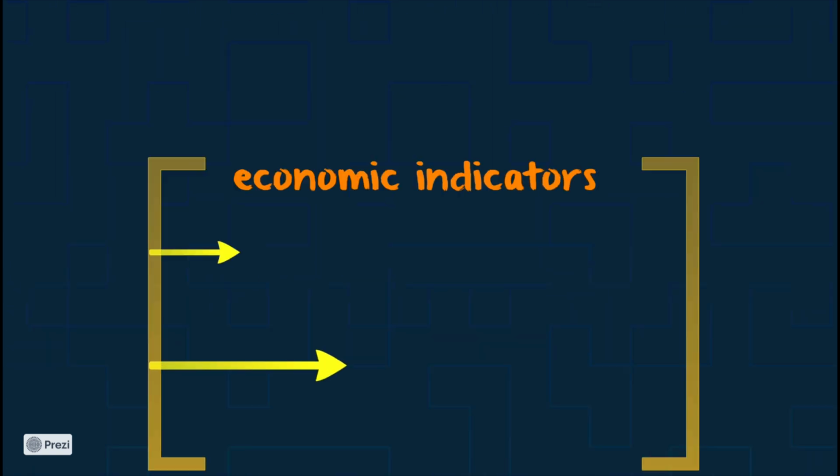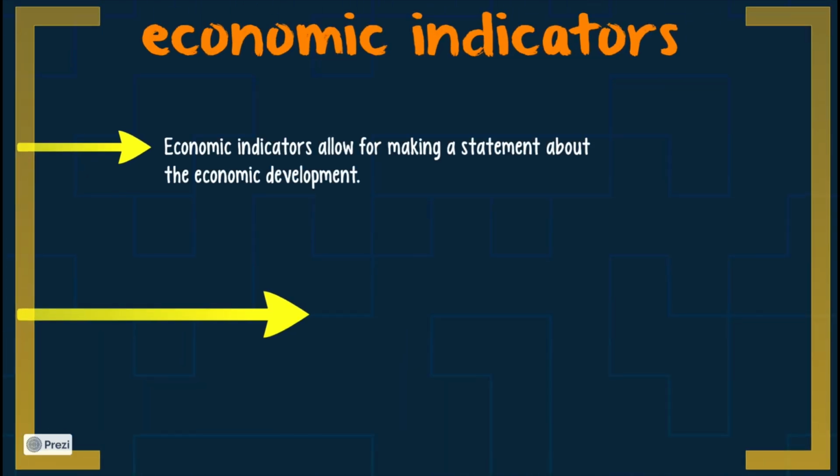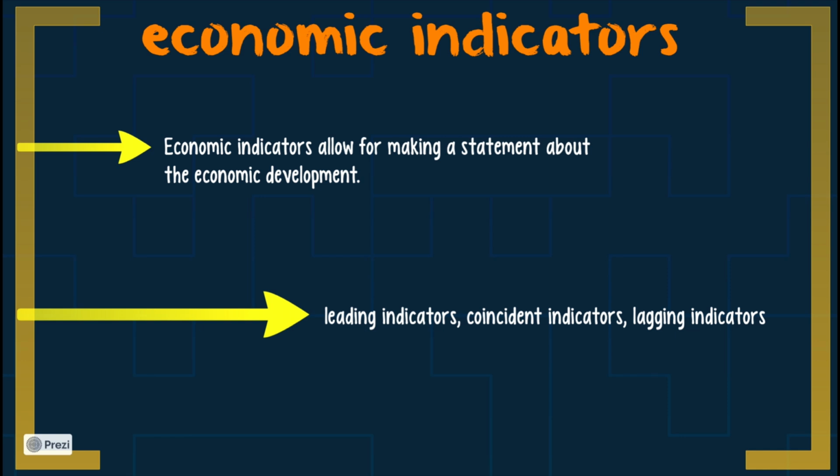With the help of economic indicators, the economic development of a country can be specifically analyzed, allowing for a more accurate and effective assessment. Economic indicators thus constitute an important component of economic research. The information obtained from these indicators is therefore highly relevant for both the government and the population. Economic indicators are generally divided into three different categories: leading indicators, coincident indicators, and lagging indicators.